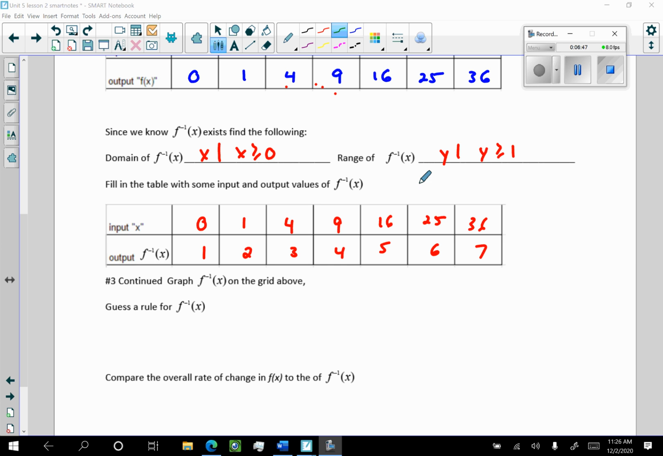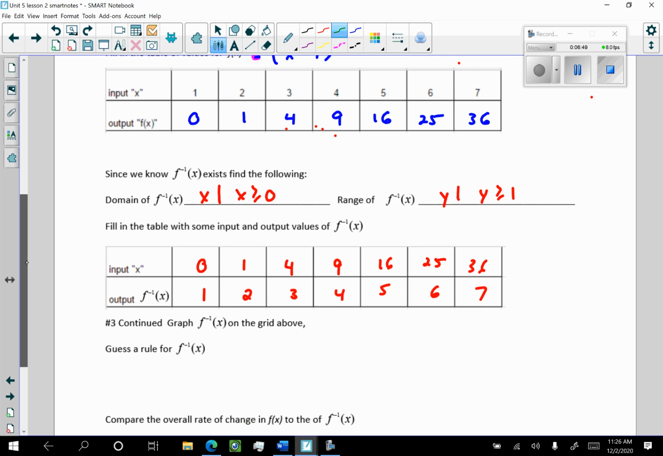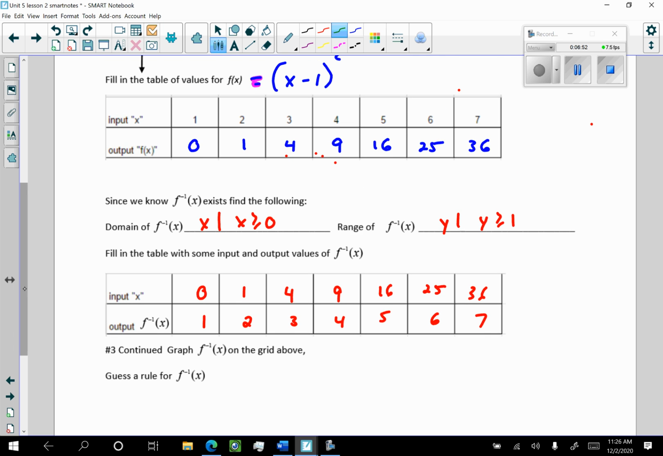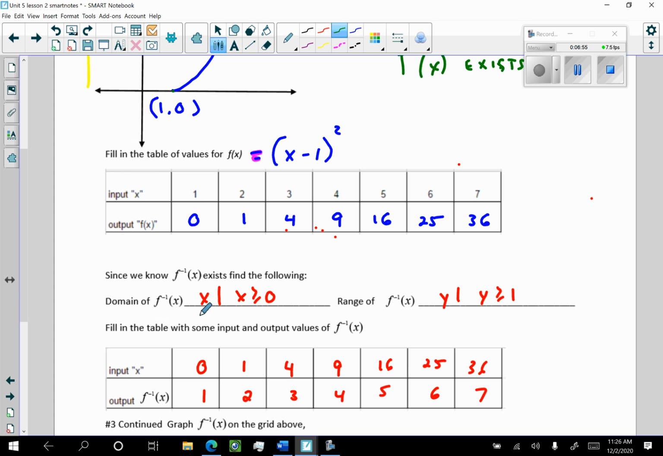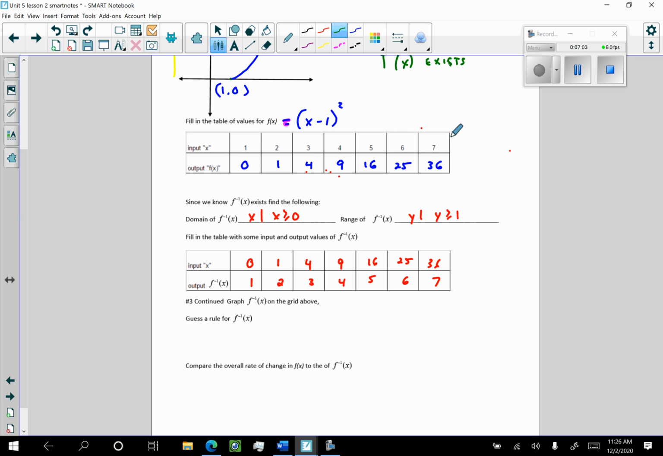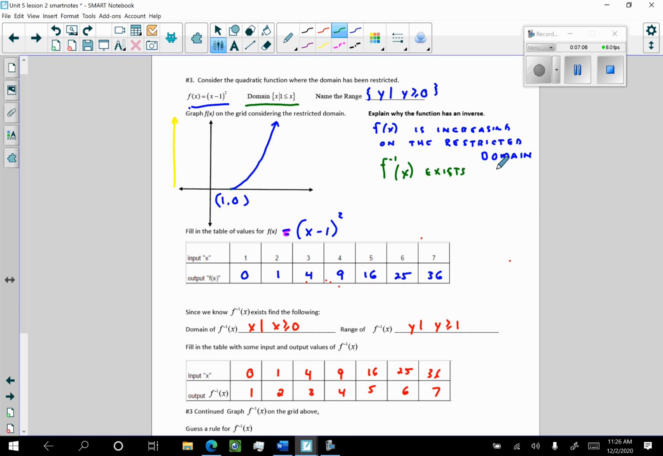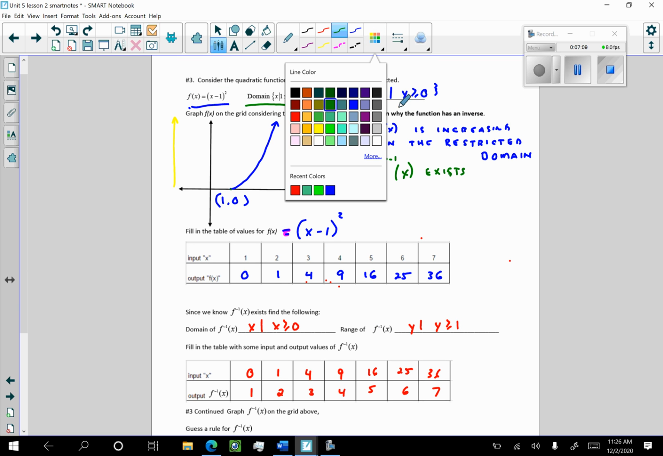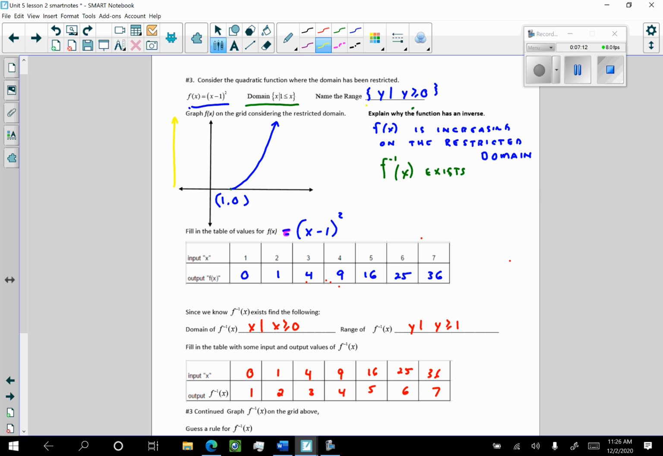Well, what have I filled out here? Here I have filled out the domain. What's the domain of the inverse? The domain of the inverse is the range. Let me zoom out a little bit so we can see that. This range becomes this domain. Y is greater than 0. The domain here is going to be x is greater than 0.